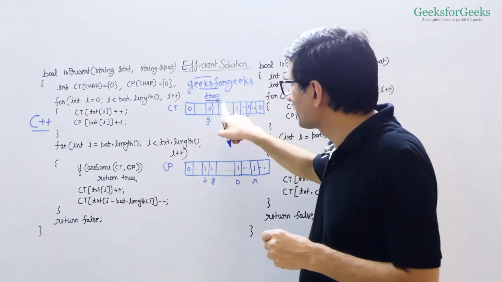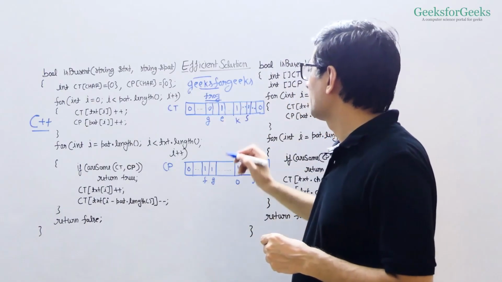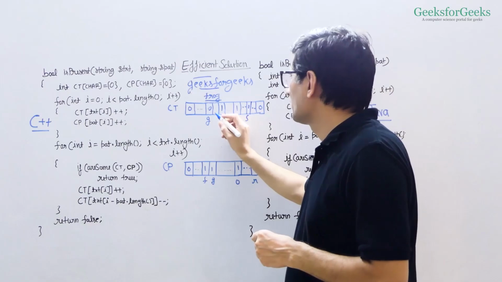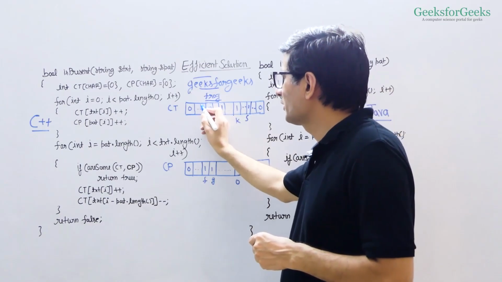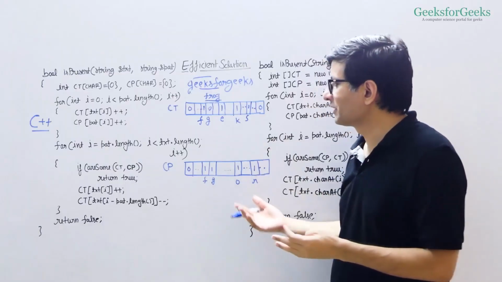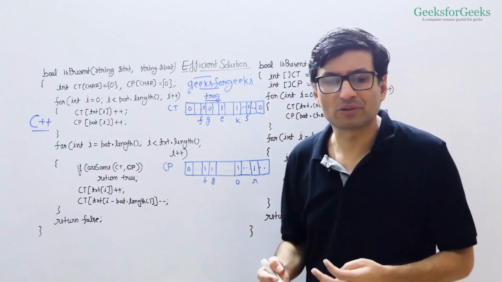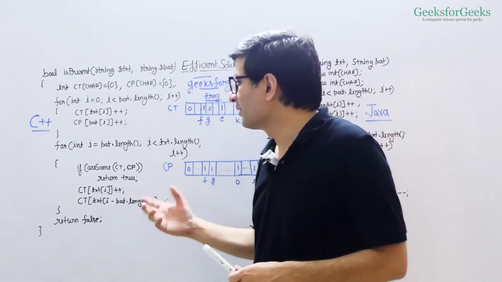So E's count becomes 1 now and F's count becomes 1, right? So F would come here and its count is 1 now. So that's our new frequency array. We compare these two frequency arrays again and then we check if they're same or not. Let's now take a look at the implementation.